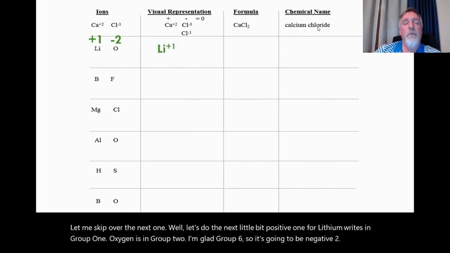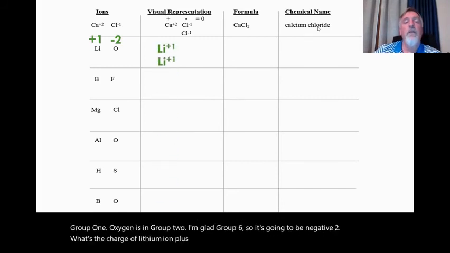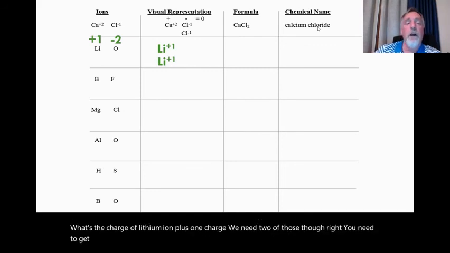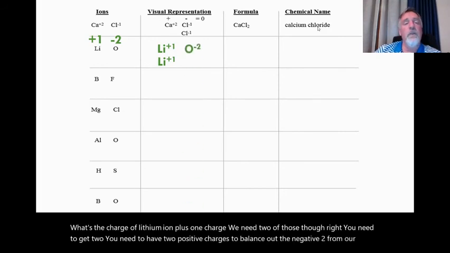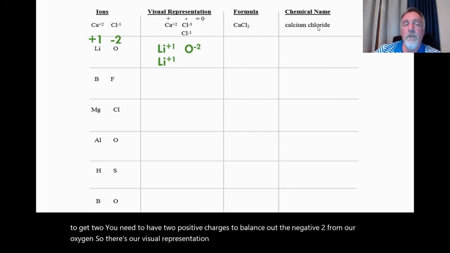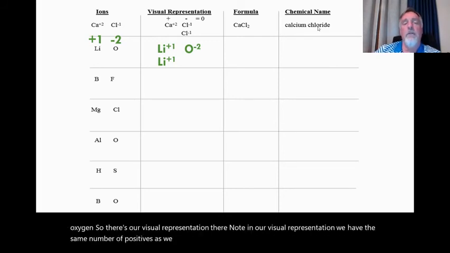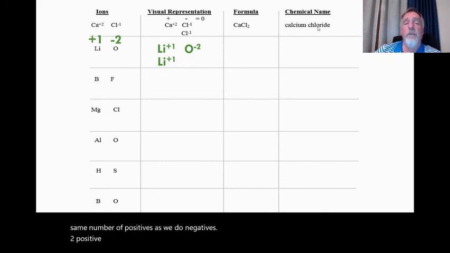What's the charge of a lithium ion? +1 charge. We need 2 of those, though, right? You need to get 2. You need to have 2 positive charges to balance out the -2 from our oxygen. So there's our visual representation there. Note in our visual representation, we have the same number of positives as we do negatives. 2 positives, 2 negatives. Now we can write out our formula just looking at it.